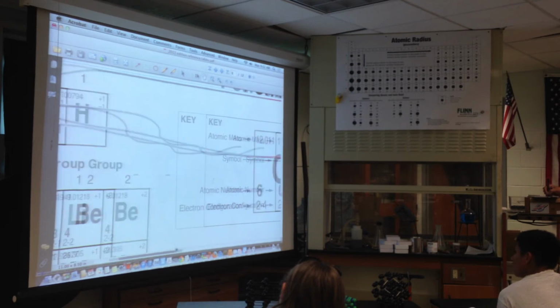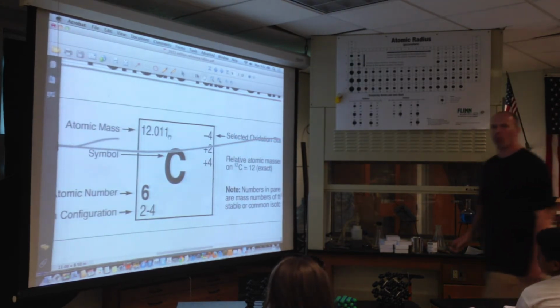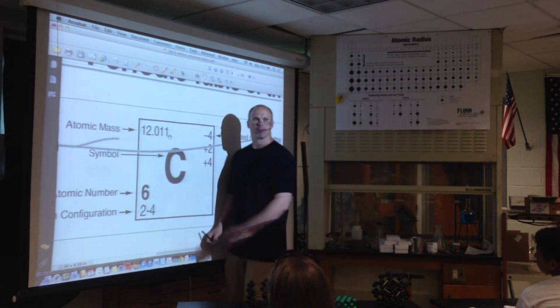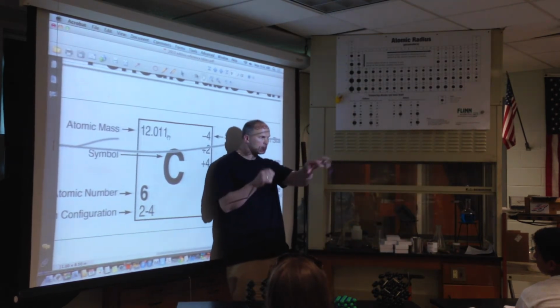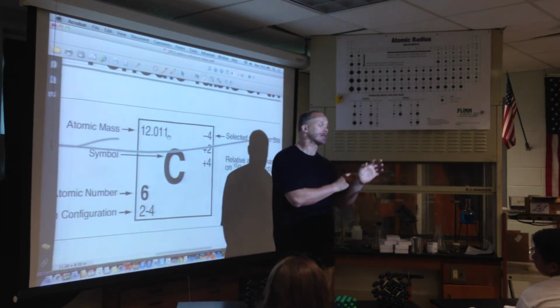Something's not working. All right, so look at carbon for a second. It's 12.011. How come not 13? Because electrons actually have mass, but they're so tiny. It's a good guess, though.